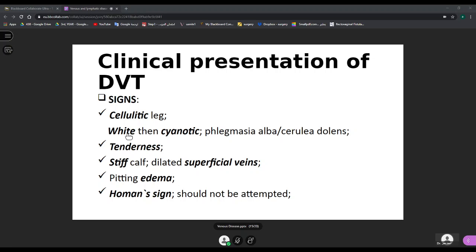But this is usually seen in patients who have fair skin. If you are dealing with a patient who has dark skin, then you will be unlikely to see these two states of venous obstruction. Is that clear?